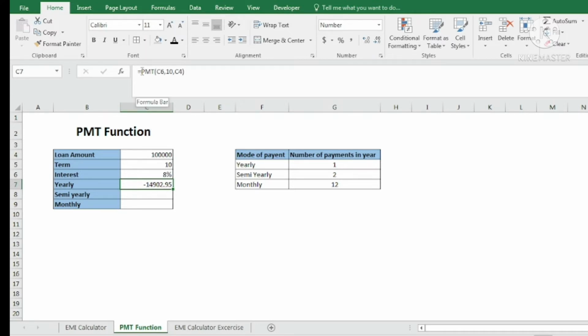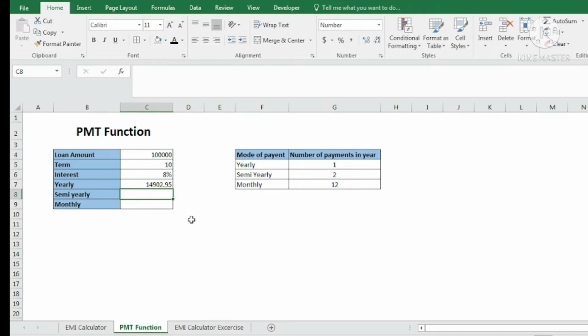To make it positive I will put the negative sign before the formula, so minus Pmt and the rest of the formula. Now the yearly installment, yearly EMI, is 14,902 for the loan amount of 1 lakh.